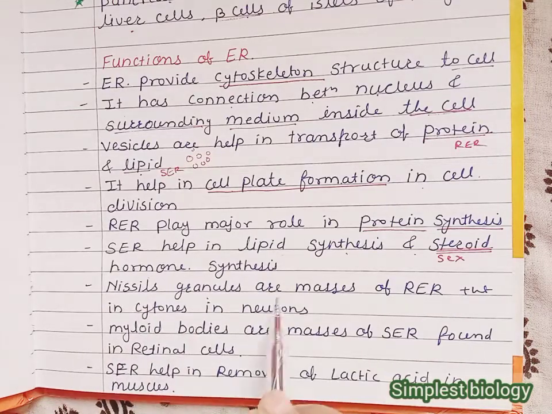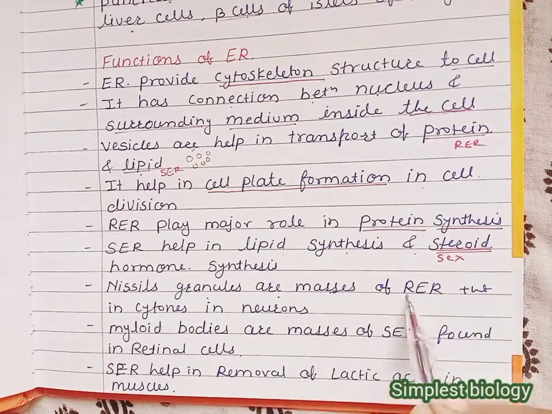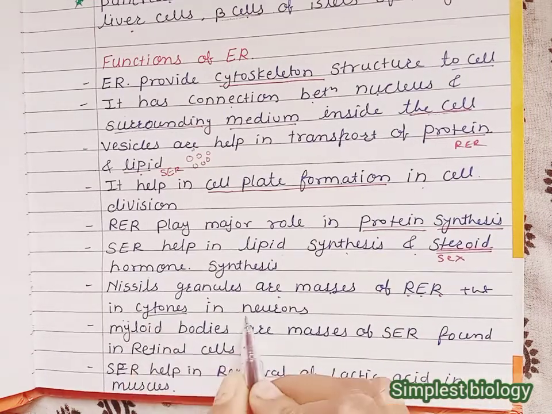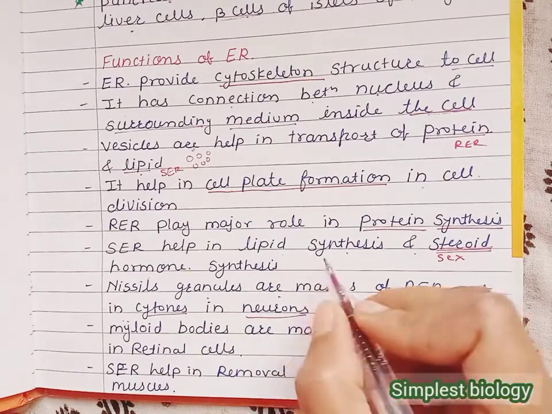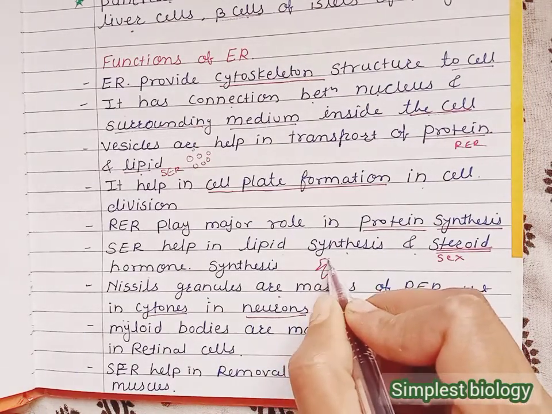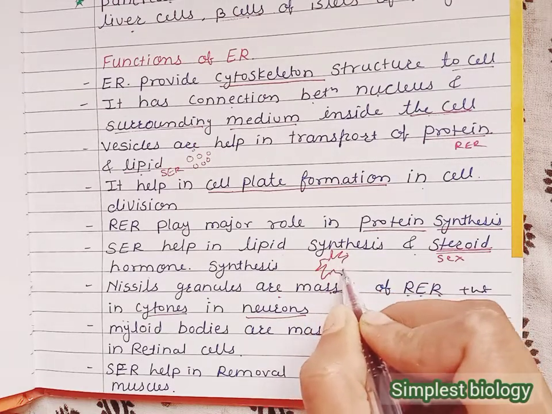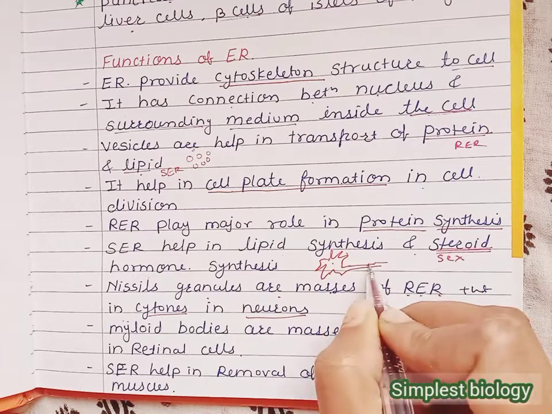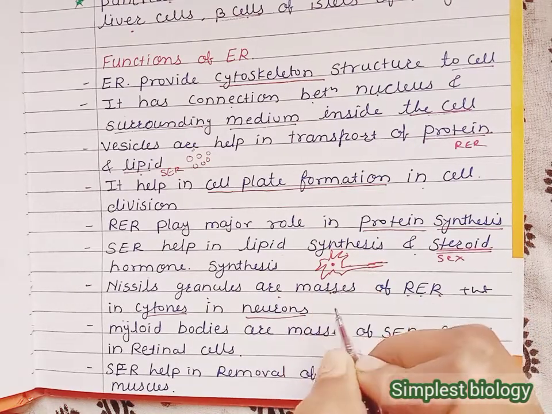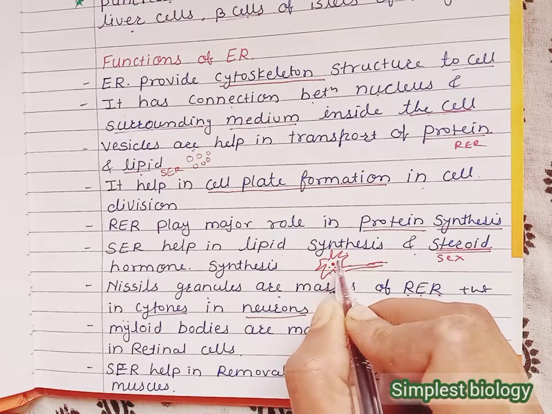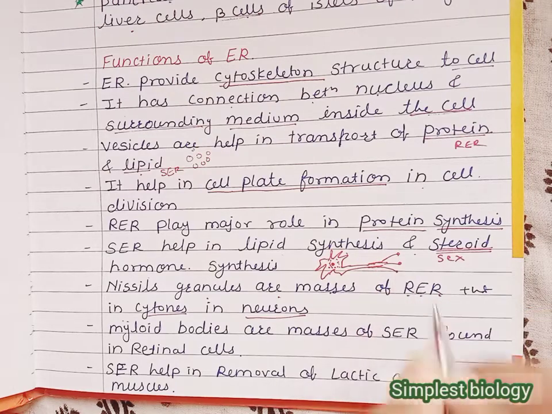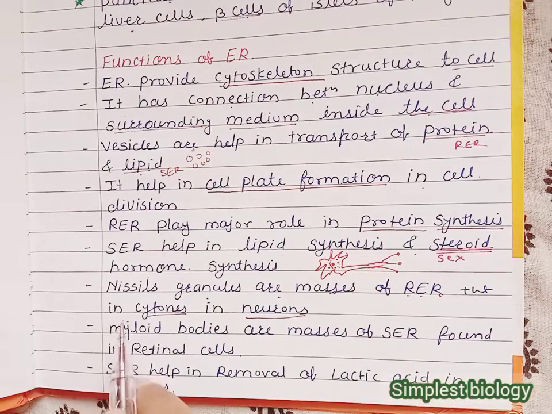Nissl's granules are masses of rough endoplasmic reticulum present in the cyton in neurons. Here we see the structure of a neuron. It looks like this. That is the dendron part, and this is the cyton, axon part. In the cyton part, the nucleus is located, and near the nucleus some granules are located, and those granules we call Nissl's granules. These are made up from the rough endoplasmic reticulum.